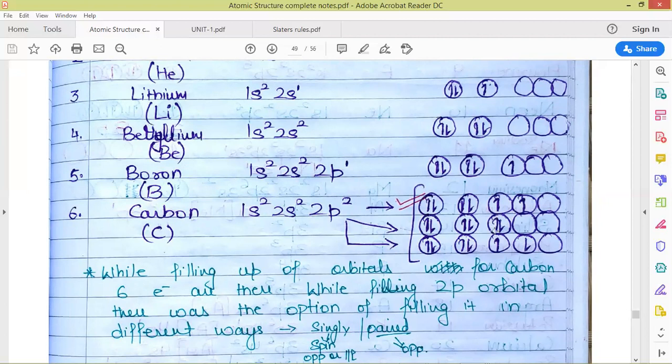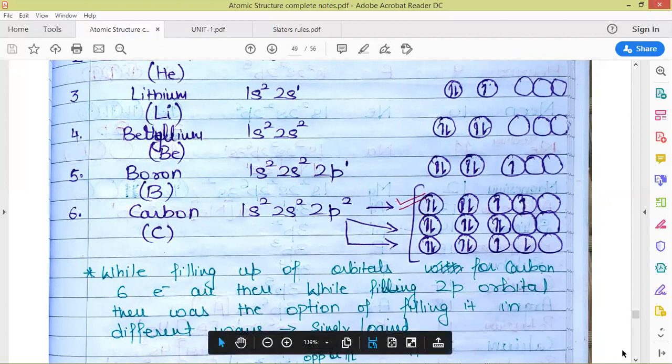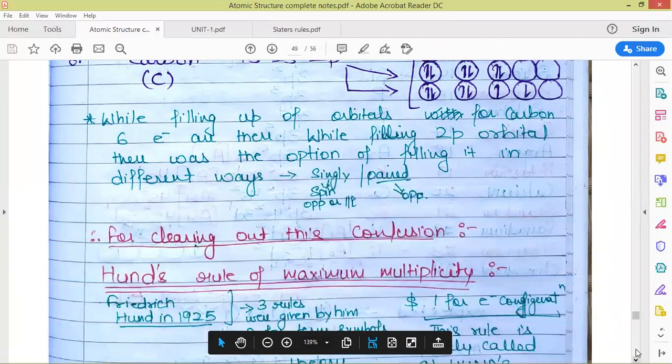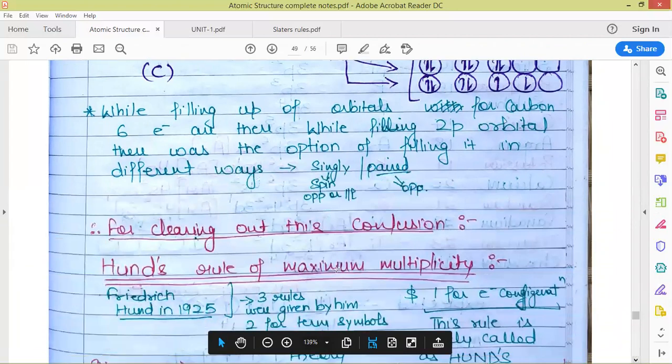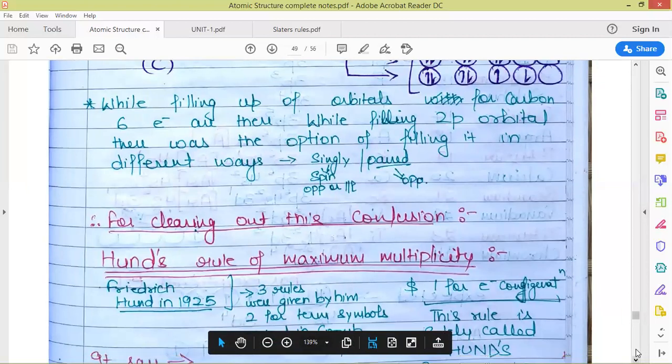Also, they can pair up. Also, they can occupy 2 different orbitals of the 2p level with opposite spin. What is the right electronic configuration? Now we want to know this. To clear up this confusion, there was a scientist named Friedrich Hund. He gave rules, and his rule was Hund's rule of maximum multiplicity for the electronic configuration of elements.